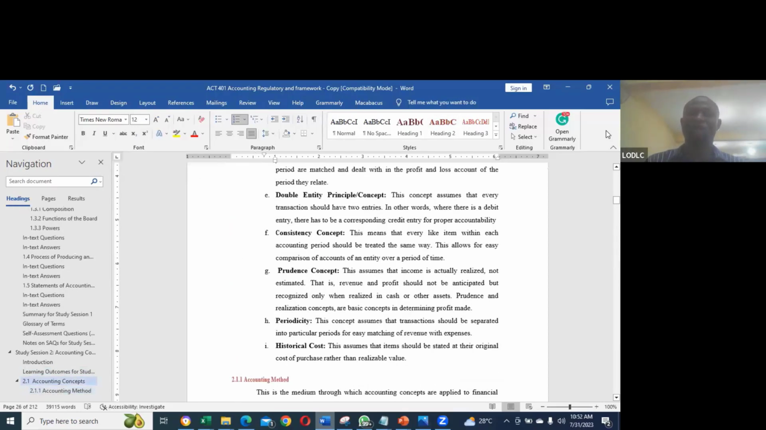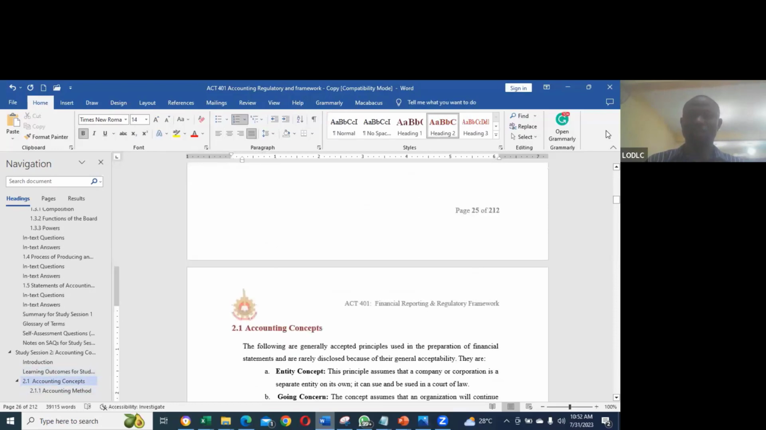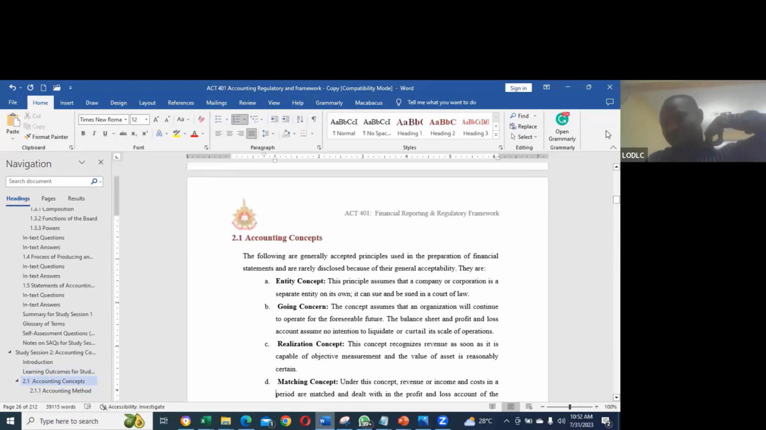So we have the following concepts in line with generally accepted accounting principles. That's GAAP. Do you understand? So in the preparation of what? The financial statement. So we have the entity concept. Do you understand? So the entity concept assumes that a company or corporation is a separate entity on its own. It can sue and be sued in a court of law.